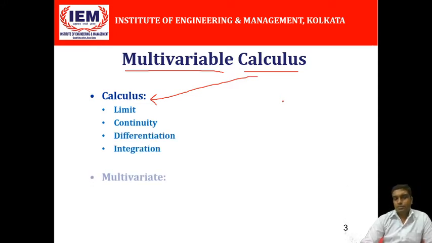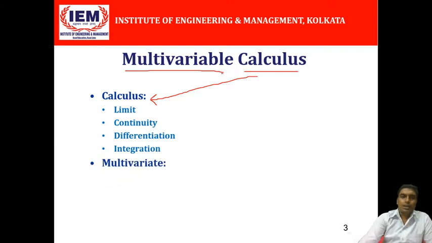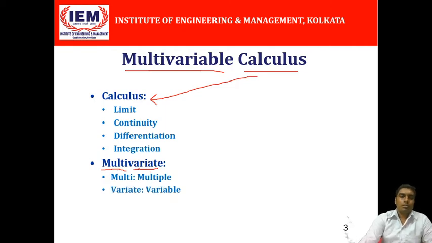Now in the other part, multivariable, if I break this term, I can see multi, another is variable. Multiple is the multiple and variate means the variable. So the other way it is also called multiple variables. Instead of multivariate it's called multivariable, so both names are the same.